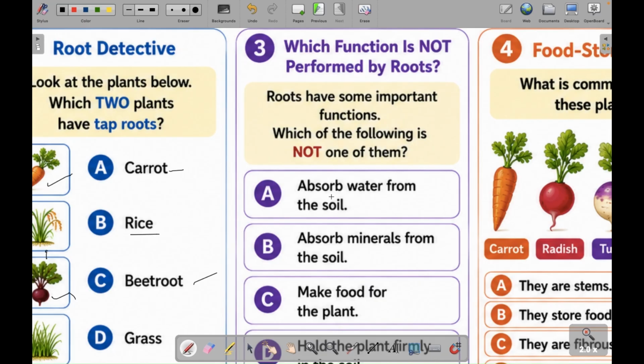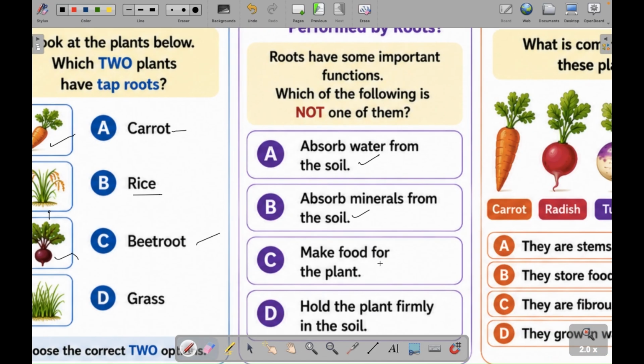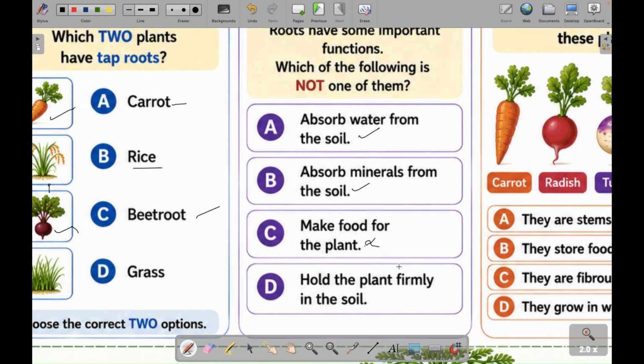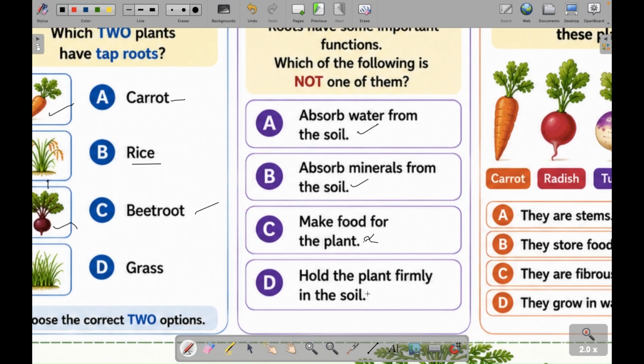The first is absorb water from soil. Roots do absorb water from soil. Absorb minerals from the soil. They do absorb minerals from the soil. Make food for the plant. In the subsequent topics, while we are discussing leaves, we'll see that roots do not prepare food. It is the leaves that prepare food. Okay, hold the plant firmly in the soil. It is true, and they also store food.